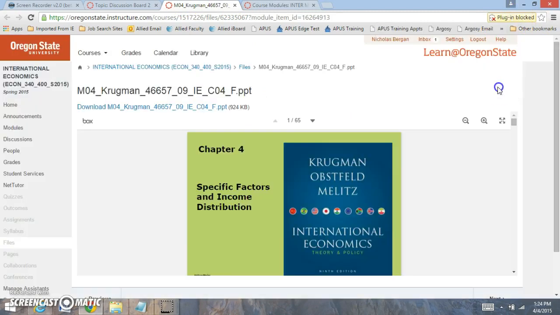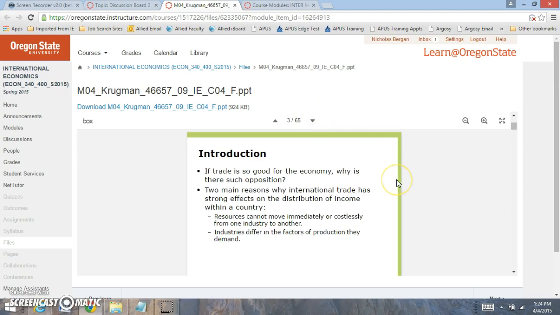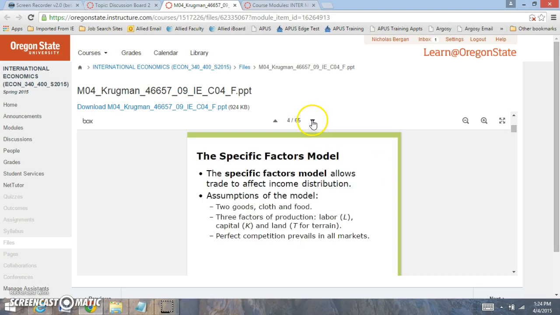Now in chapter 4, it's looking at a different model. Chapter 4 is looking at specific factors. And if trade is so good for the economy, why is there such opposition? Why are there so many challenges with trade? There are 2 main reasons why international trade has strong effects on the distribution of income. It's because of differences in the factors of production and transportation cost.